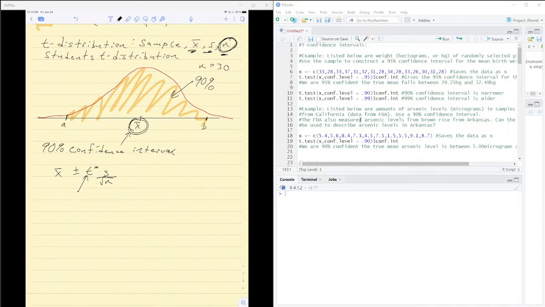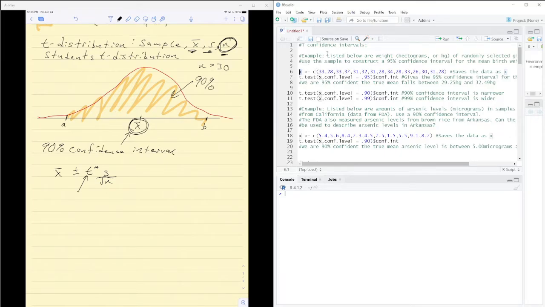And again, back before software was very popular, people used tables and such to figure this out. So in R, we can do this without much difficulty. To do this, we're going to create our data. I'm calling it X, and it's just this list of numbers.